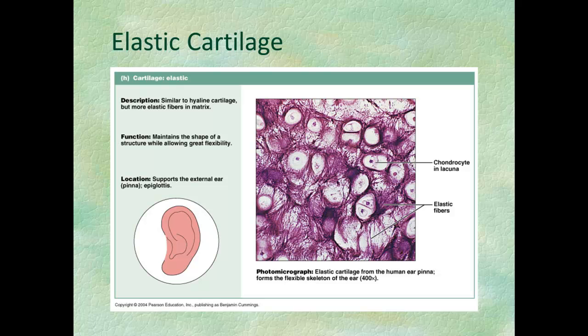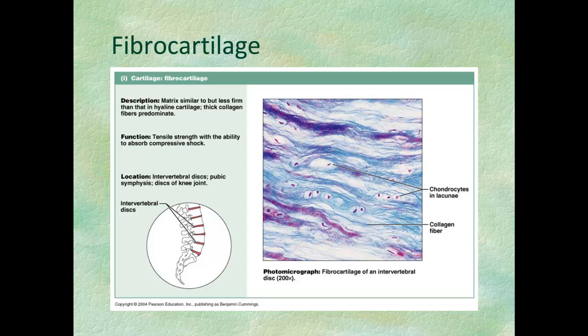In addition to providing the framework for the external ears, it is also found in parts of the larynx. And as you might expect, elastic cartilage is found in areas that have to deal with stretching and pulling and shape changing in the different structures, because it's a little more resilient to that than, for instance, hyaline cartilage would be. The last type of cartilage is fibrocartilage.